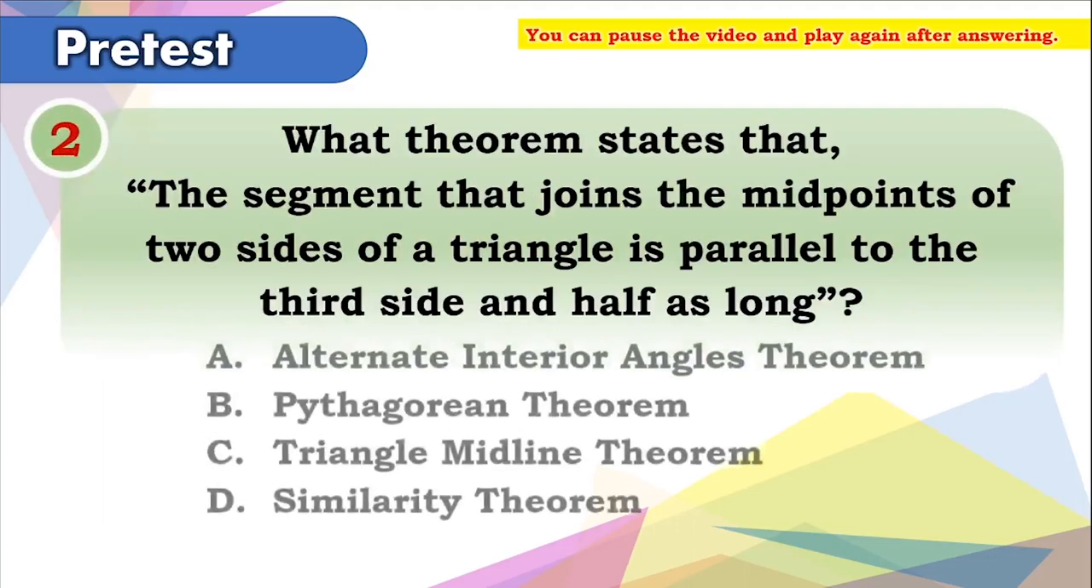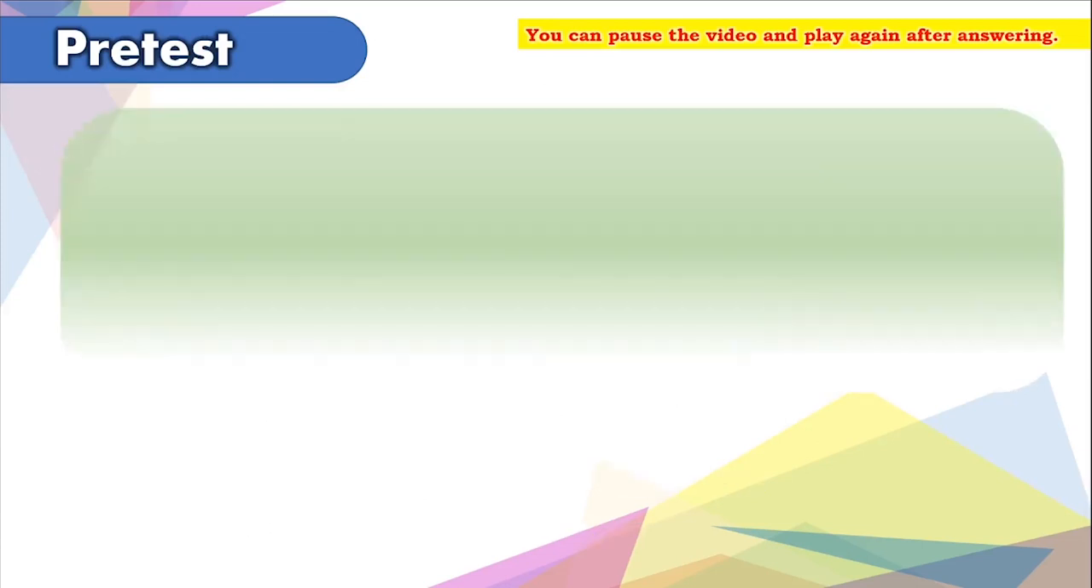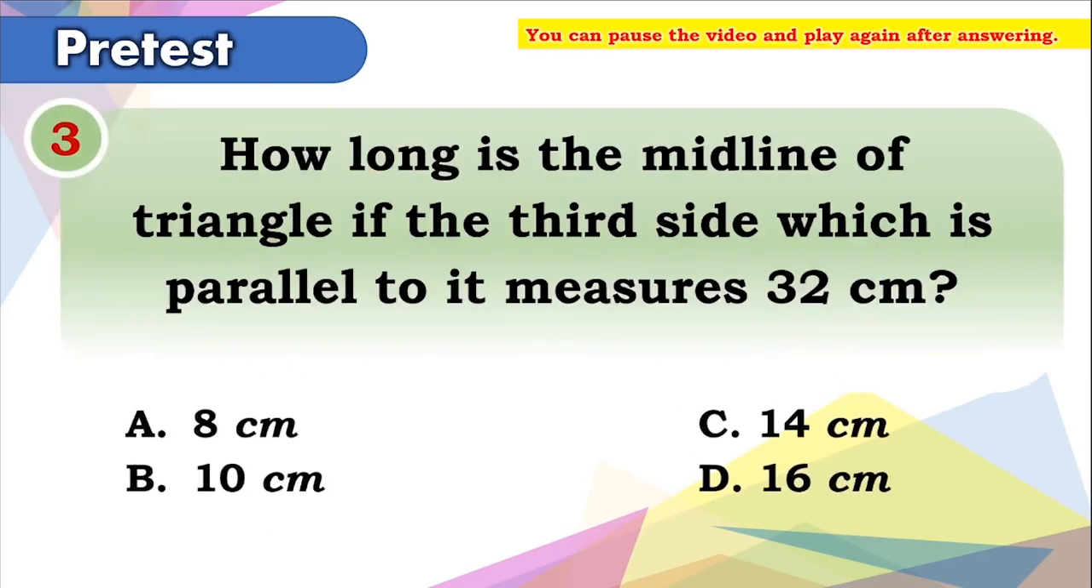Number 2. What theorem states that the segment that joins the midpoints of two sides of a triangle is parallel to the third side and half as long? Number 3. How long is the midline of a triangle if the third side, which is parallel to it, measures 32 centimeters?